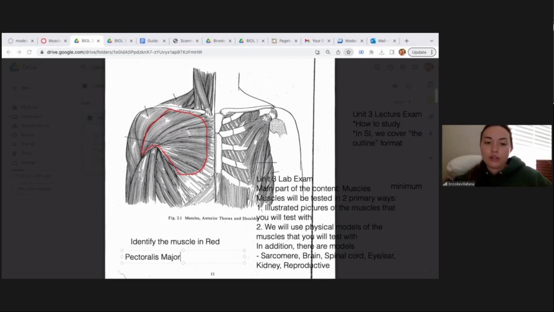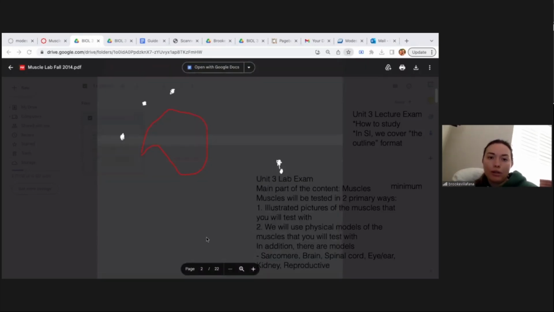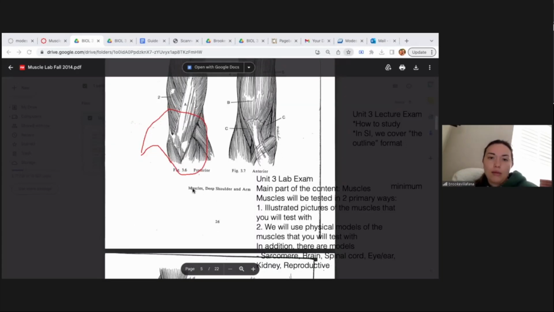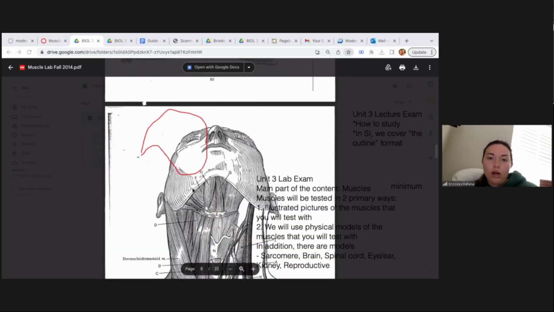As you know at this point, it's going to be multiple choice with none of these as one of the choices. So this would be pectoralis major. Does that make sense? This exact picture will be on the lab exam, tested. There are multiple of these pictures. I think you have 13 pages, if I'm remembering correctly. Again, multiple pages here. All of these will be tested on the lab exam.